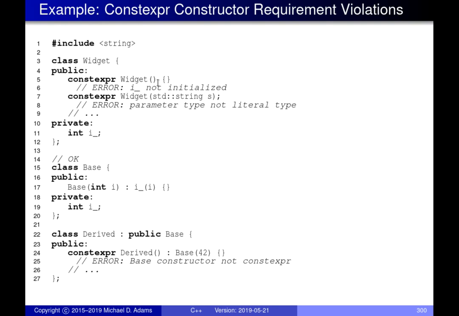In this particular case, if we don't provide any way to initialize i_, what happens is default initialization, which for a built-in type means don't do anything. So i_ is left uninitialized. This is the reason why this complains. Here we have a parameter that's not a literal type, so we're trying to have a constructor parameter that's a non-literal type.